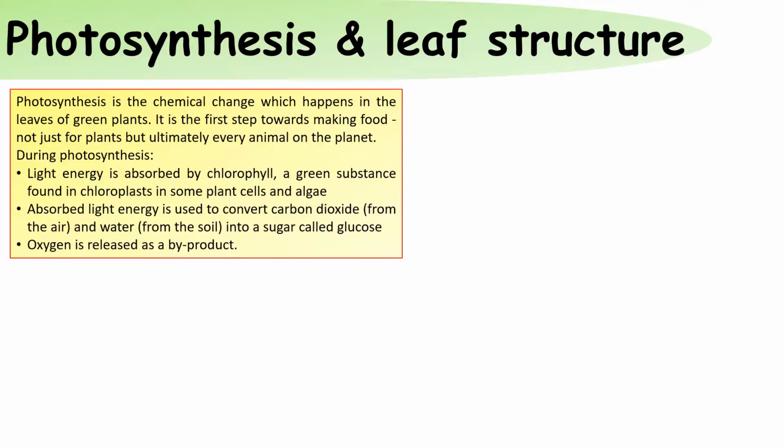Photosynthesis is dependent on the amount of light that's absorbed. It's also dependent on the amount of carbon dioxide in the air, the amount of water in the ground, and the temperature that photosynthesis is happening at.